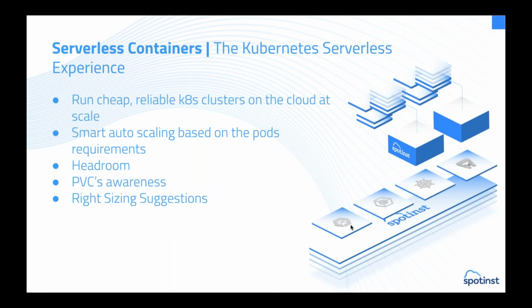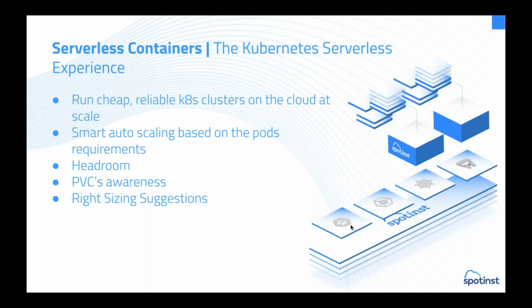The Kubernetes serverless experience, this is Ocean. It allows you to run cheap, reliable Kubernetes cluster on the cloud at a very big scale. We use smart auto-scaling based on the pod requirements and constraints, anti-affinity, affinity rules, taints and tolerations, and so on. We allow you to set headroom capacity, which means we will keep a little bit of extra capacity on top of your cluster based on your preferences. And by that, you will be able to rapidly scale specific applications or deployments.